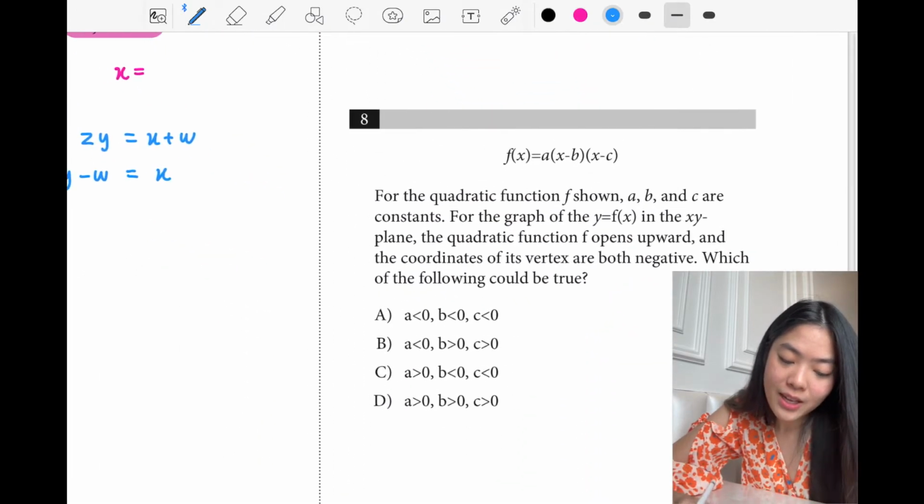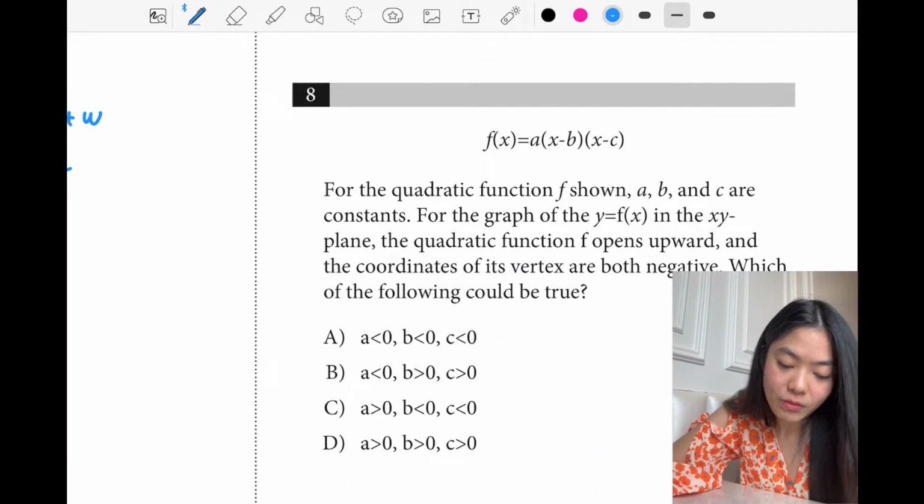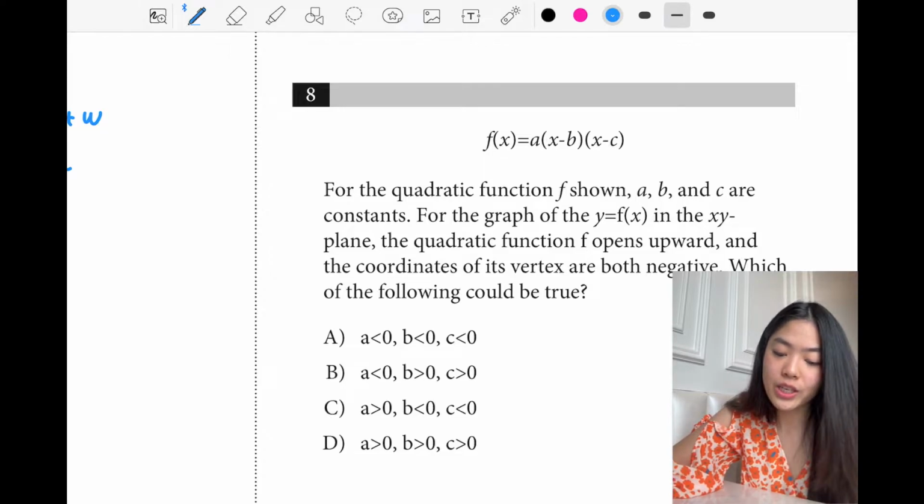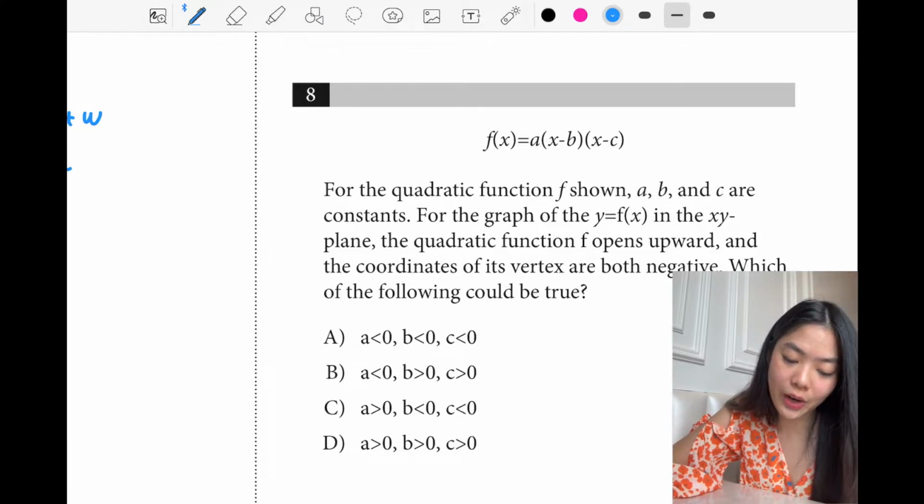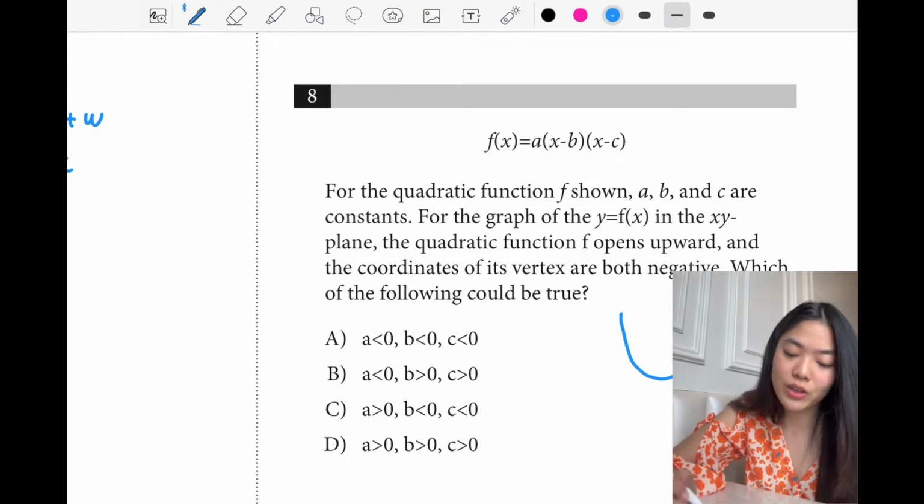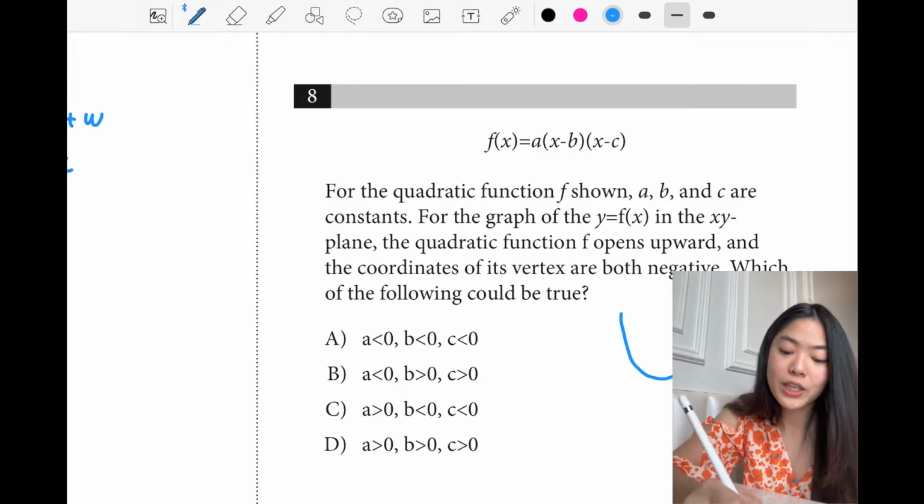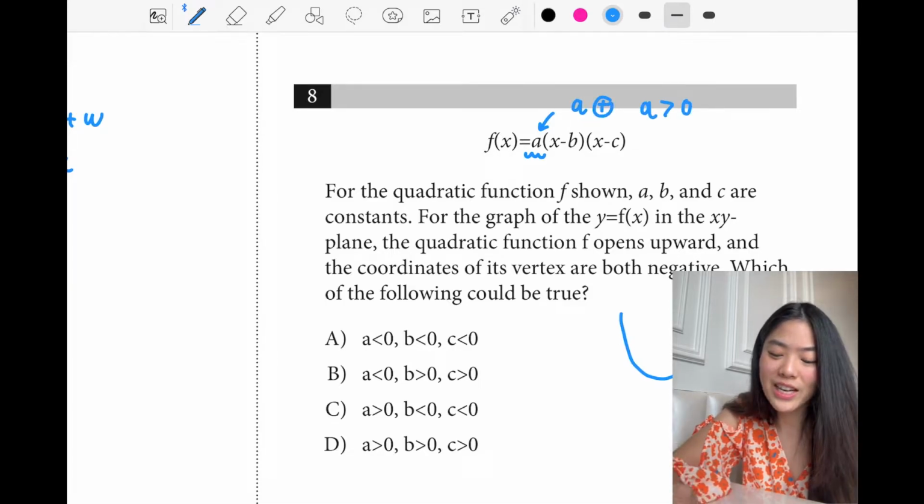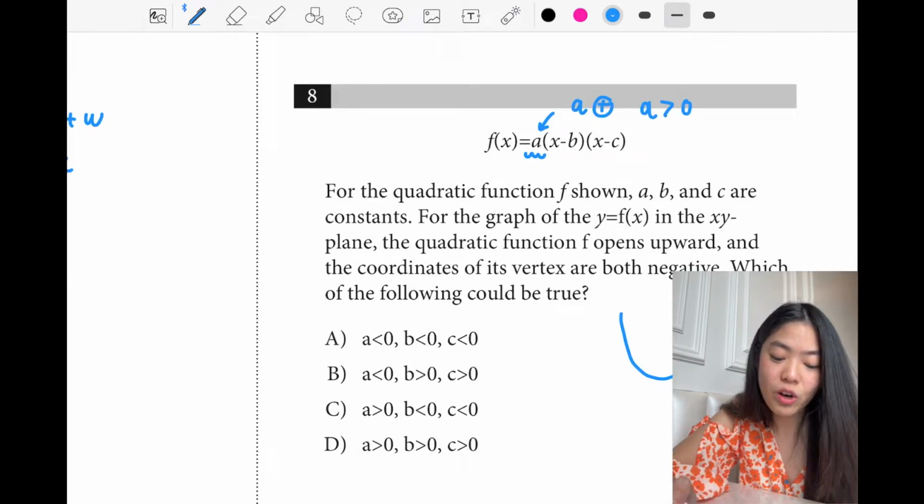Okay, next, 8. For the graph of y = f(x) in the xy-plane, the quadratic function f opens upward. So we can draw it like this. If it opens upward, then a here should be positive, right? a should be greater than 0. And which of the coordinates of the vertex are both negative?